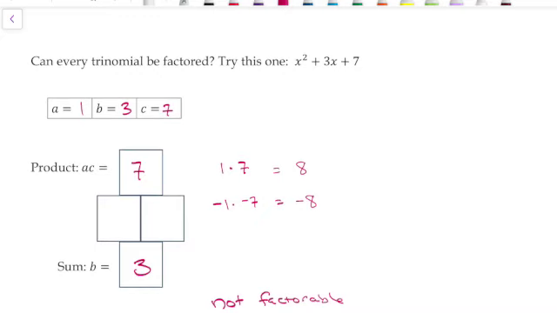All right, so that is the end of this video. I will start by talking next time about trinomials or quadratics that have a number right here that is not 1. They're a little harder to factor, but I'll give you a technique to factor them.